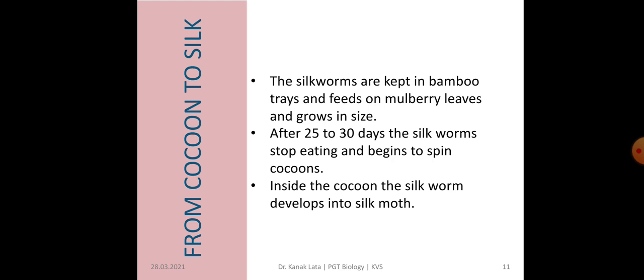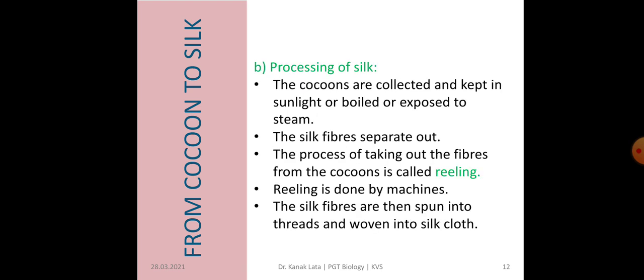After 25 to 30 days, the silkworms stop eating. Now what do they do? They begin to spin the cocoons. And inside the cocoon, the silkworm develops into silk moth. Now the next step is processing of silk.